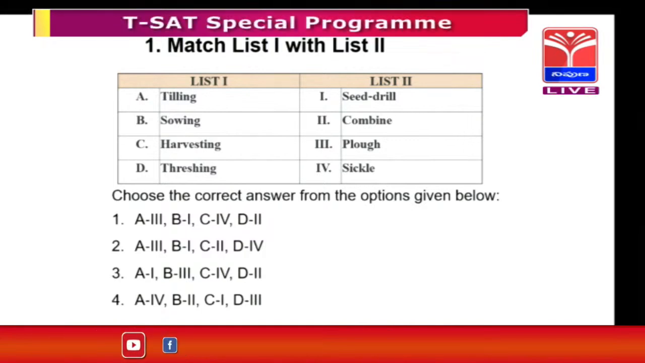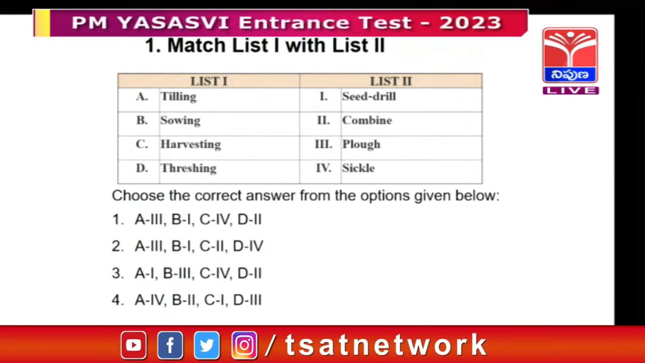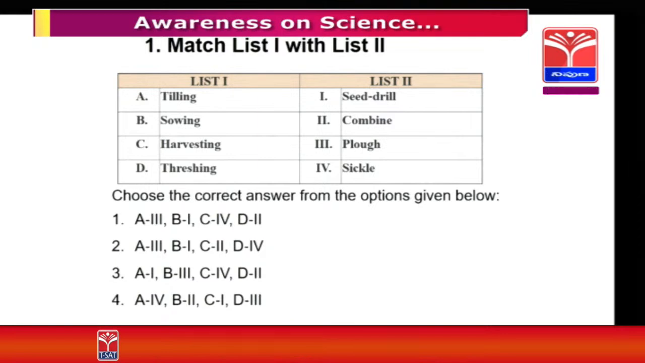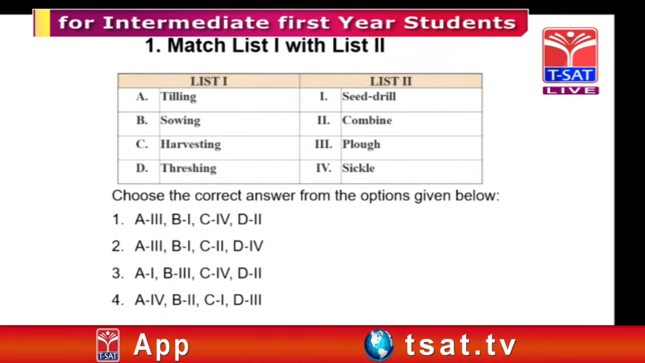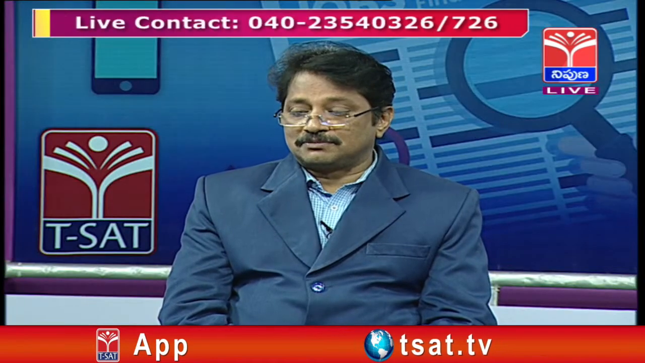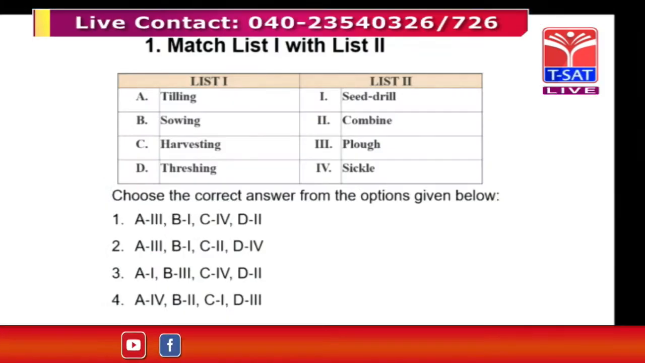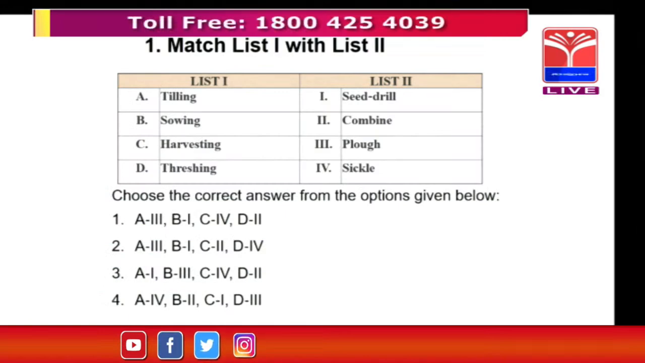Here, list 1 is given as tilling, sowing, harvesting, threshing, whereas list 2 is seed drill, combine, plough and sickle. So, we have to match this one. Our Manikya sir will give this information, what is list 1 and what is list 2, and how they are related.